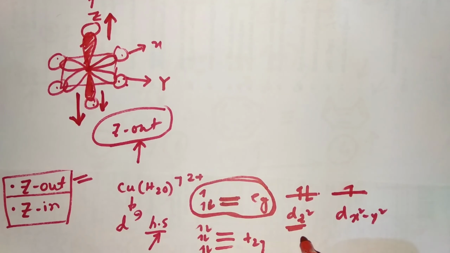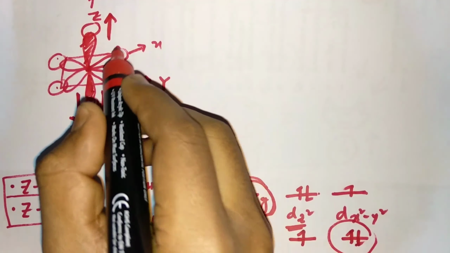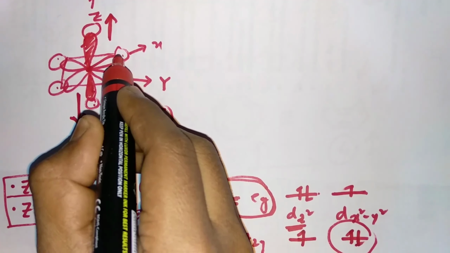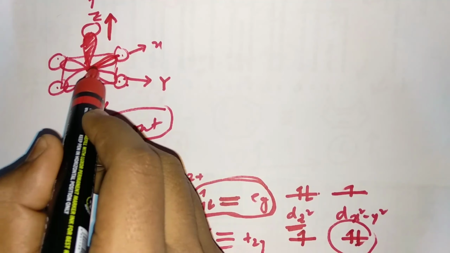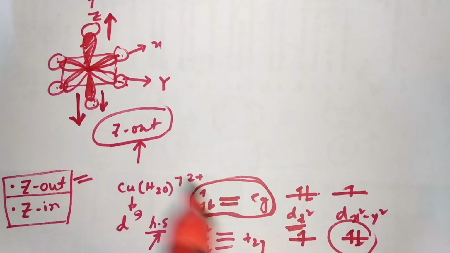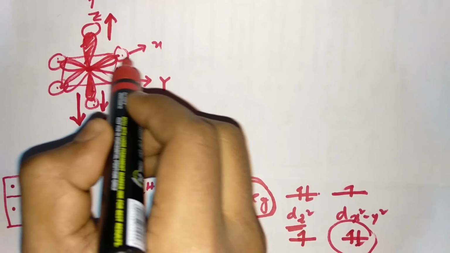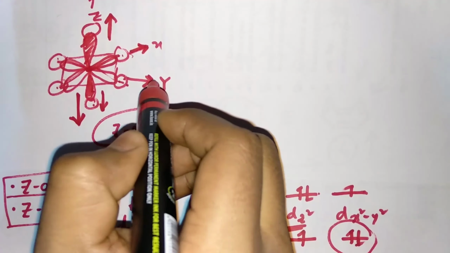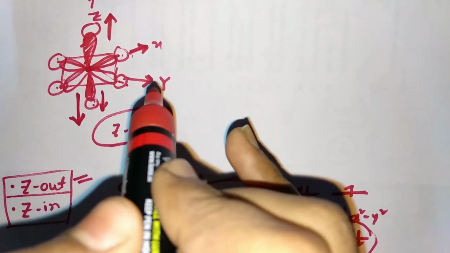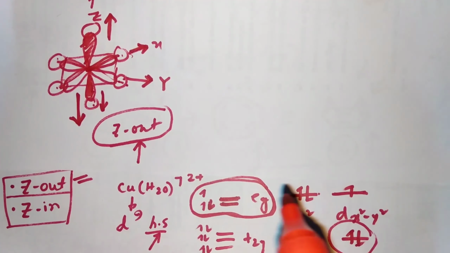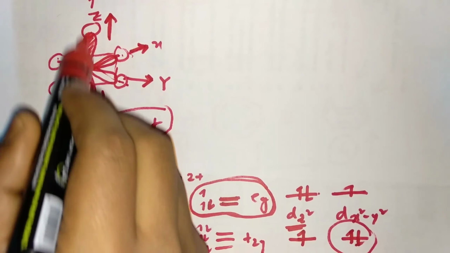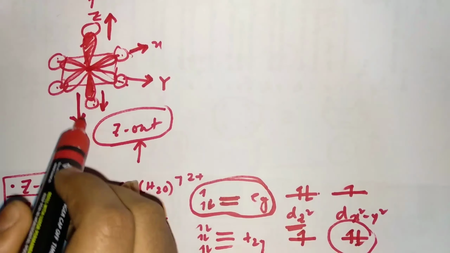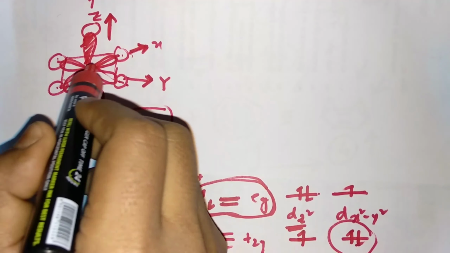So if the configuration is like this, this is dz square, this is dx square minus y square. If the electron configuration is like this, then here there is more repulsion in the dx square minus y square system. So similar to the previous one, with more electrons there is more repulsion in the dx square minus y square orbitals. So for this system, the dx and dy directed ligands or bonds, the bond length will increase more than the ligands towards the dz square orbital, the axial bond. So the planar bond length will increase more than the axial bond.